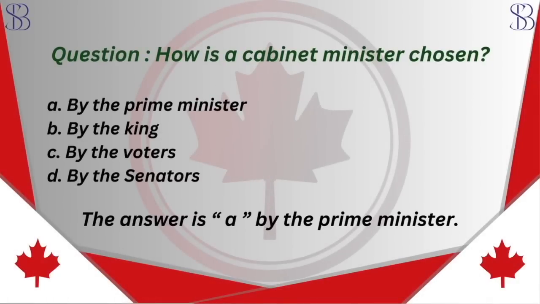Question: how is a cabinet minister chosen? A. By the Prime Minister. B. By the King. C. By the voters. D. By the senators. The answer is A. By the Prime Minister.